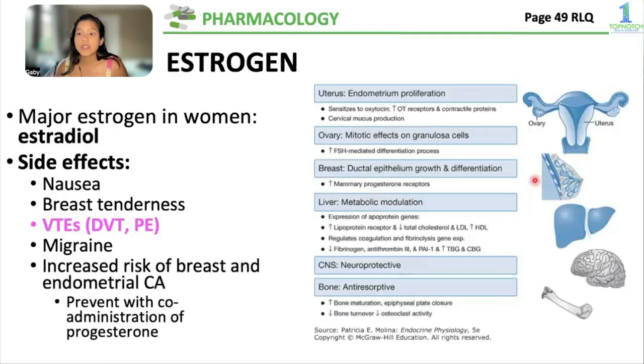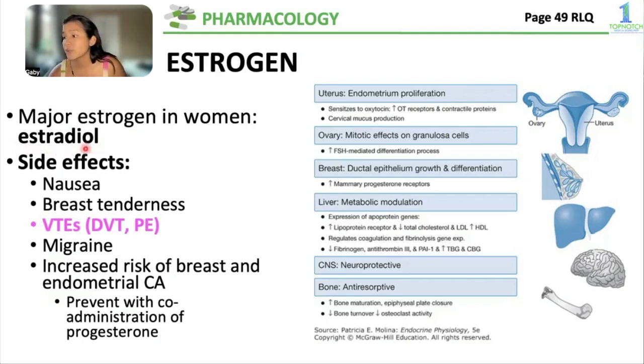So next, let's talk about your estrogen. So, of course, we can give estrogen in combination with progesterone, for example, as a hormonal contraception, or we can also use it as hormonal replacement therapy for patients who are undergoing menopause. It has several effects, and the major estrogen in women is your estradiol.